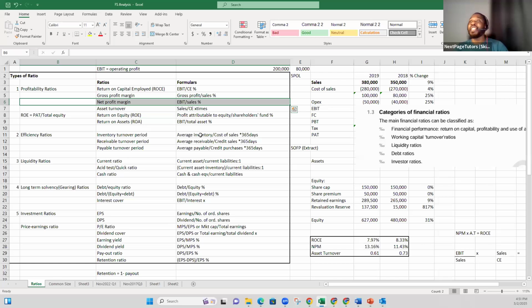So if anyone calls it EBIT margin, it's just a name that that person has chosen to give it, right?